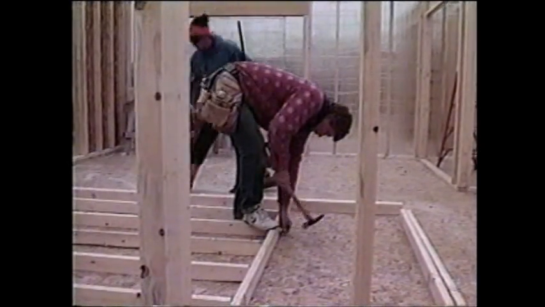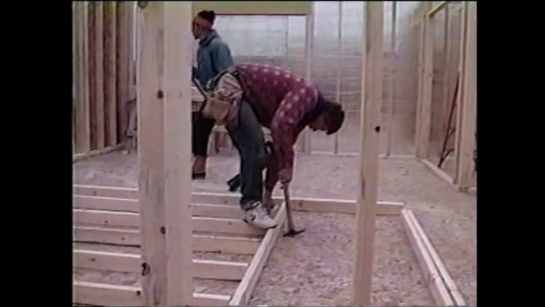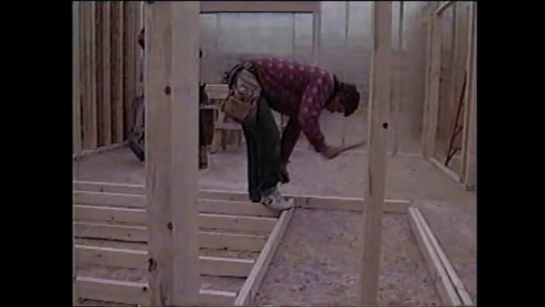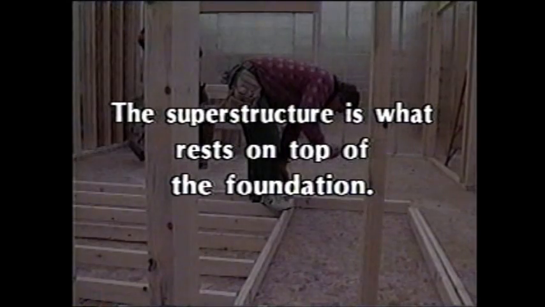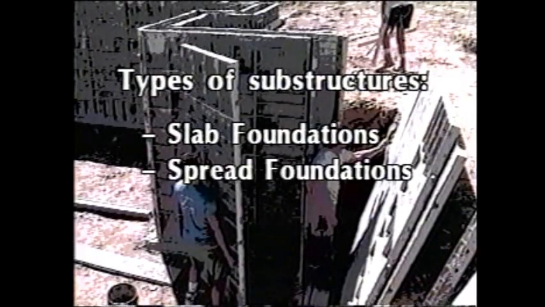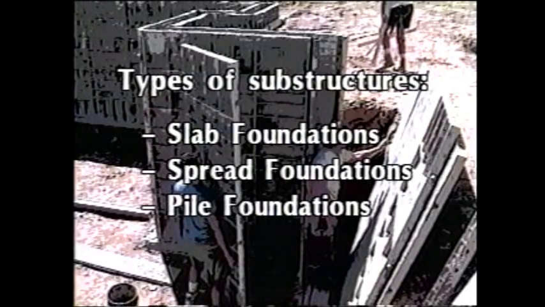Now, the main structure, also known as the superstructure, that's the rest of the building, right? Yes, the superstructure is what rests on top of the foundation. In all, there are 3 different kinds of substructures: slab foundations, spread foundations, and pile foundations. How do architects know which type of foundation to put in?